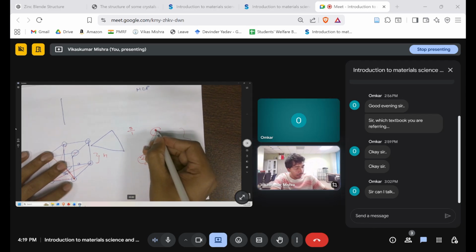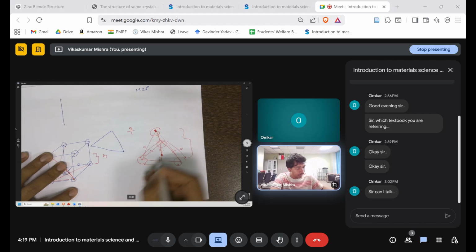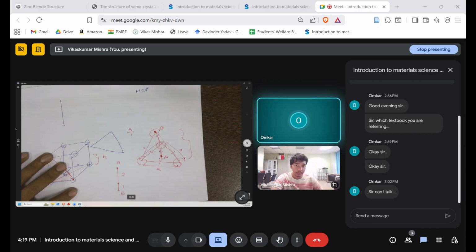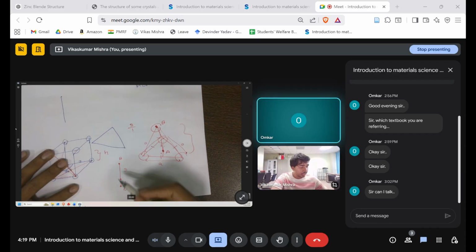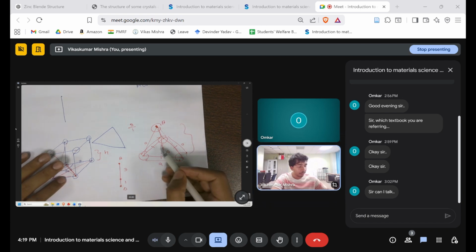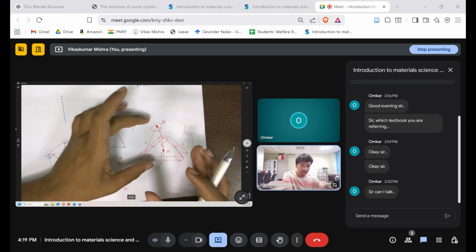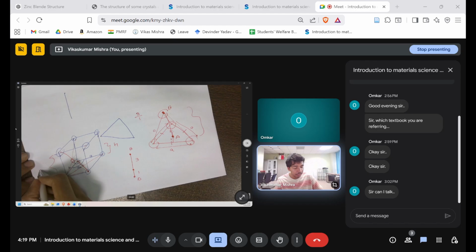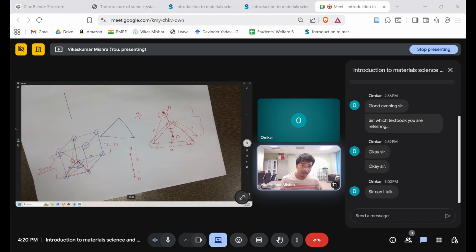If I draw a height from this particular point to the base, let's say here is A, and here this point is B. So B and A will be divided in the ratio of 3:1. With this particular geometry, we can find the height of the entire tetrahedron. Once we find the height, we just have to make twice of that height, and you can find the volume of the unit cell.